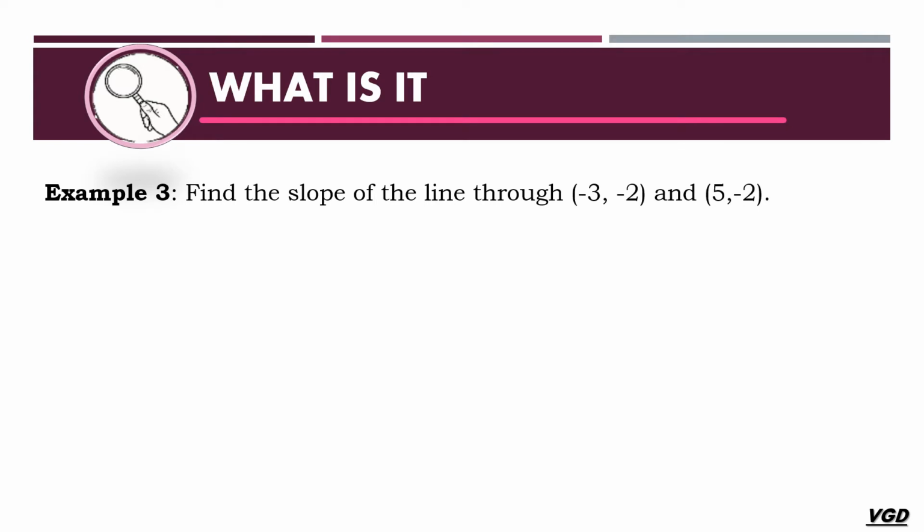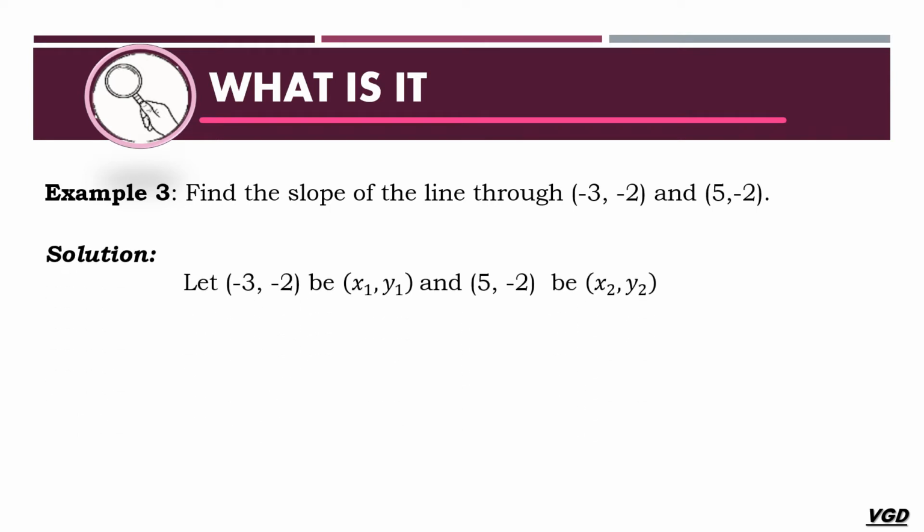Now let's have example 3. Find the slope of the line through the points -3, -2 and 5, -2. Now let's represent. Let the ordered pair -3, -2 be x sub 1 and y sub 1, and the ordered pair 5, -2 be x sub 2 and y sub 2. And now let's substitute to the given formula.